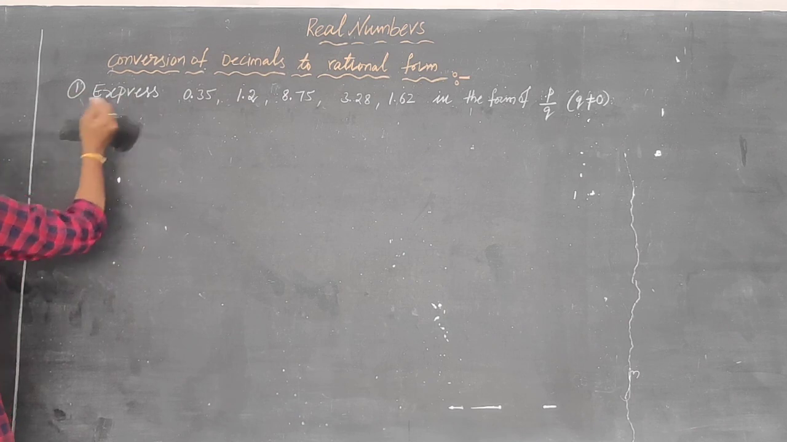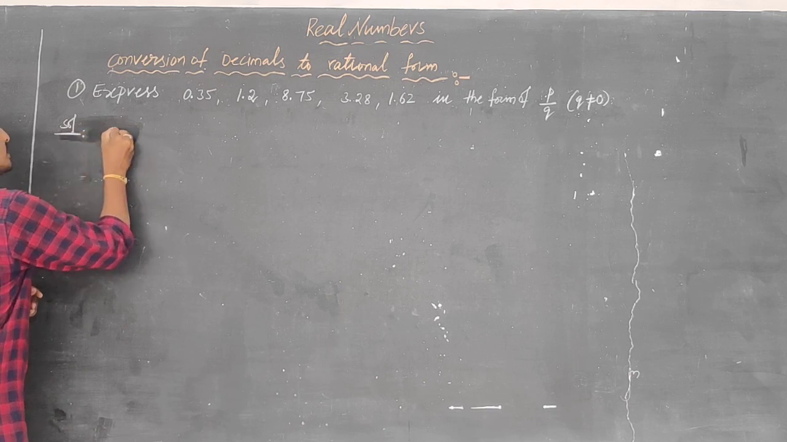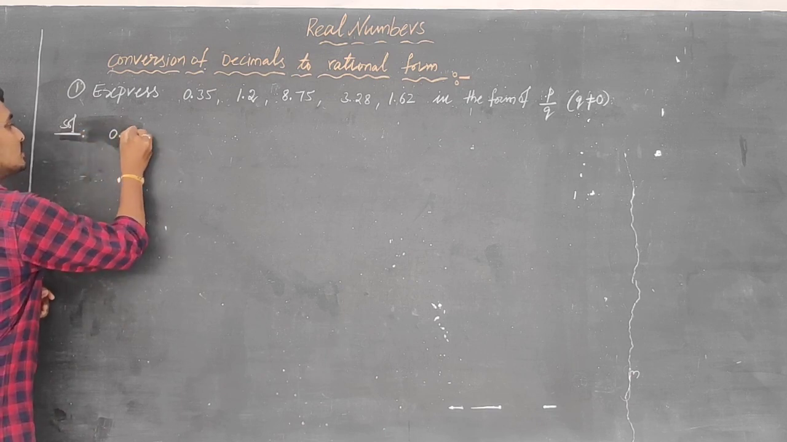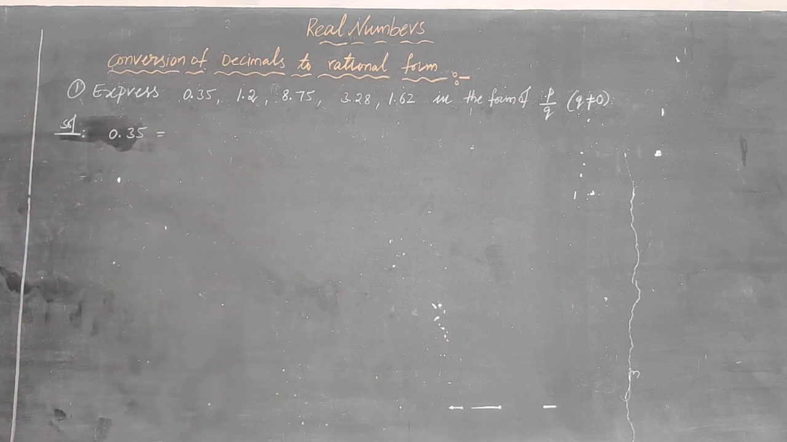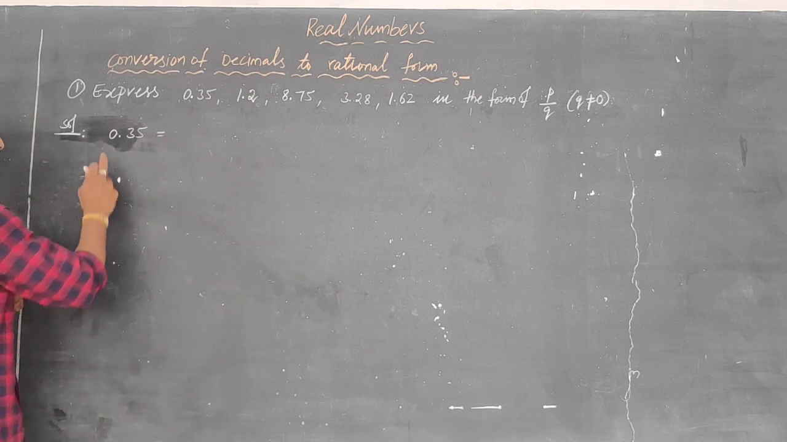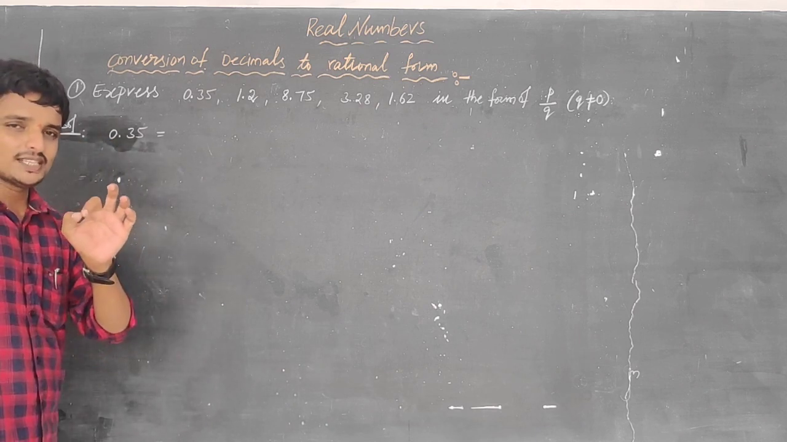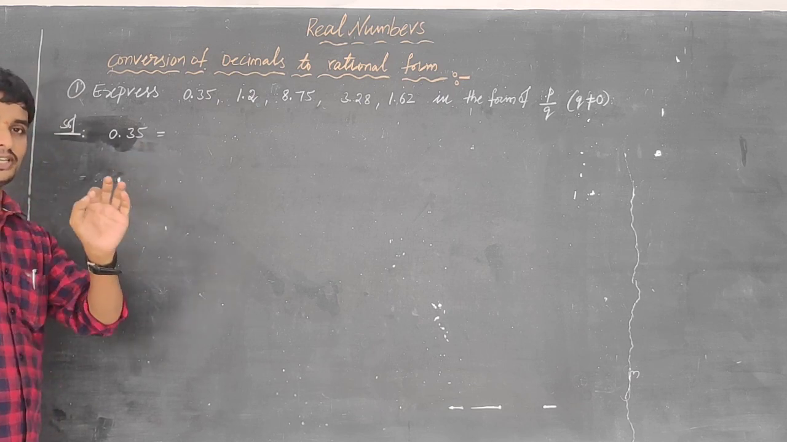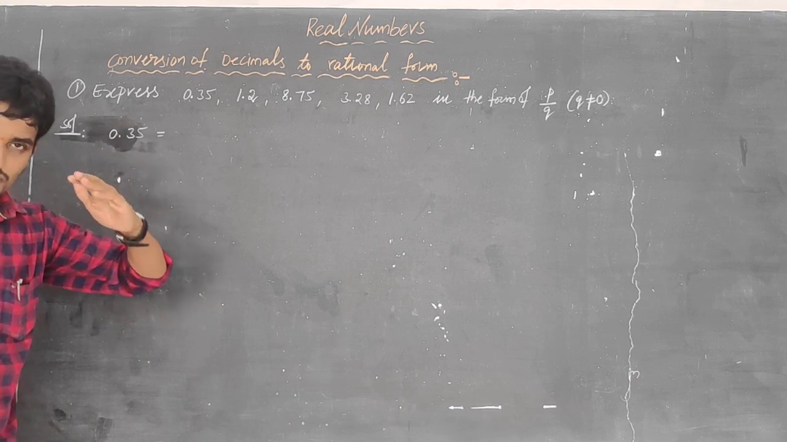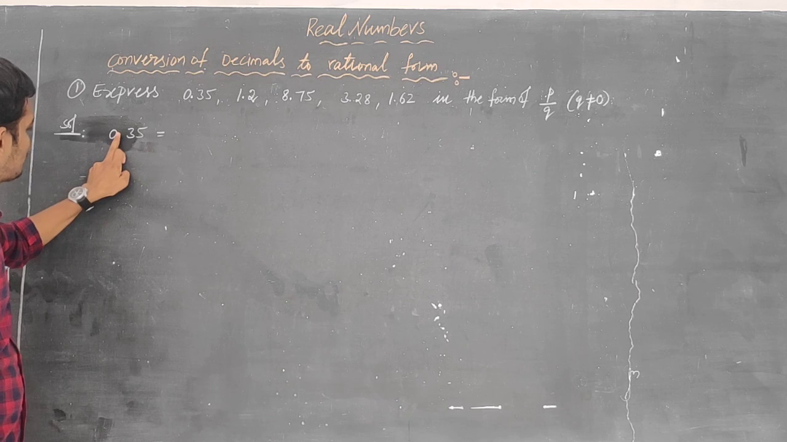After that I will give some homework to you. So solution. They are giving the first number. What is the first number? 0.35. I am telling you in a simple way. First, this is 0.35. We just forget the decimal point here. So that means we have to remove the decimal point.